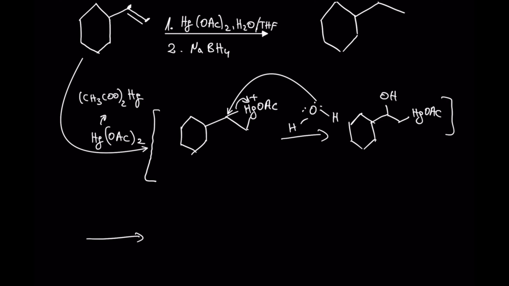And treatment with sodium borohydride gives us demercuration and the formation of this secondary alcohol. Okay? Now, these numbers here, 1 and 2, represent that this reaction goes in two steps, two separated steps.